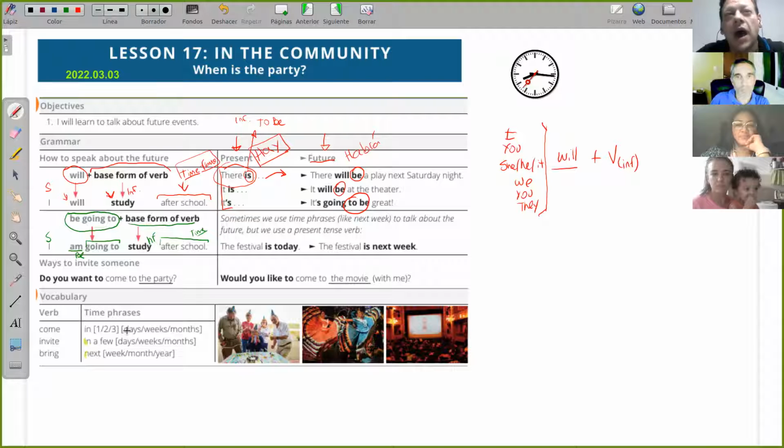There is a, I wouldn't say that it's a third way, but it's not so frequent, but it can happen that we use the present tense with a time frame in the future. I would say it in Spanish, don't worry.